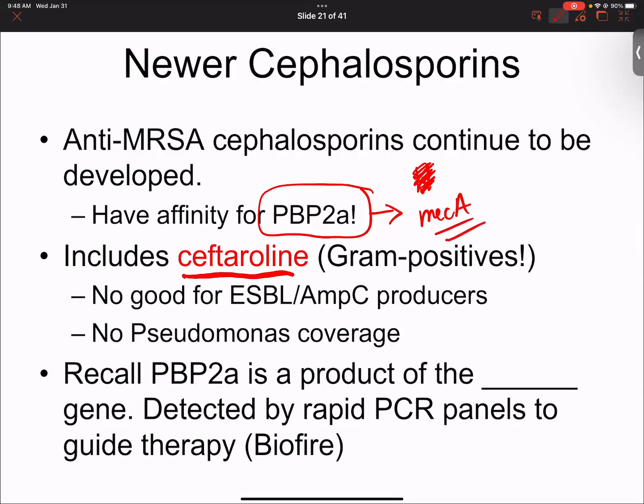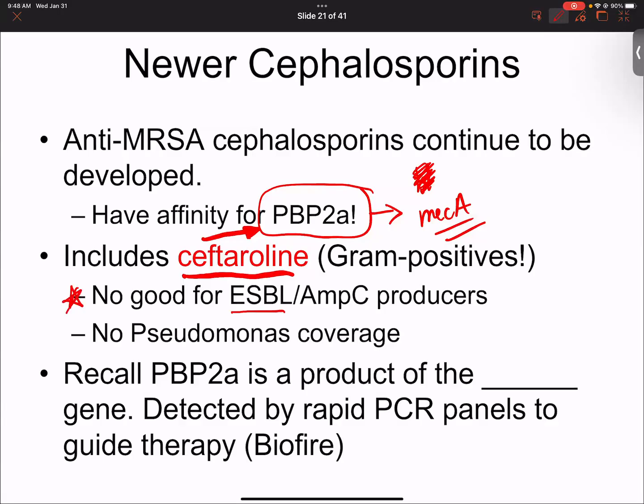The MECA gene is responsible for producing penicillin binding protein 2A. Penicillin binding protein 2A is that funky transpeptidase that has its active site protected until the allosteric site is triggered by peptidoglycan. All right. Ceftaroline is the cephalosporin that's capable of triggering that allosteric site and then subsequently inhibiting the active site.